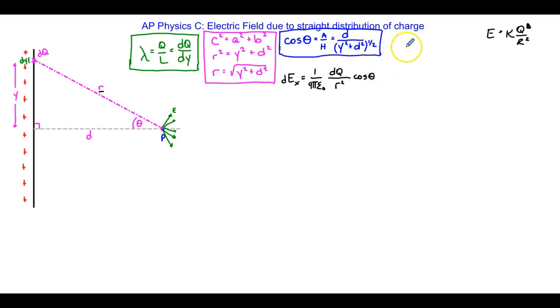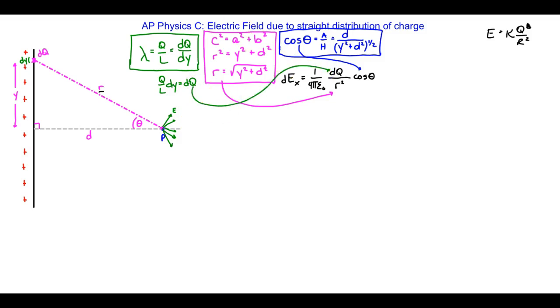So this is my starting point, and then I'm going to make a whole bunch of substitutions. I'm going to substitute cosine theta here. I'm going to substitute for r using this, and I'm going to substitute for lambda. I'm going to substitute for dq. I'm going to say that dq is equal to q over L dy, and that's what's going to get substituted in here.